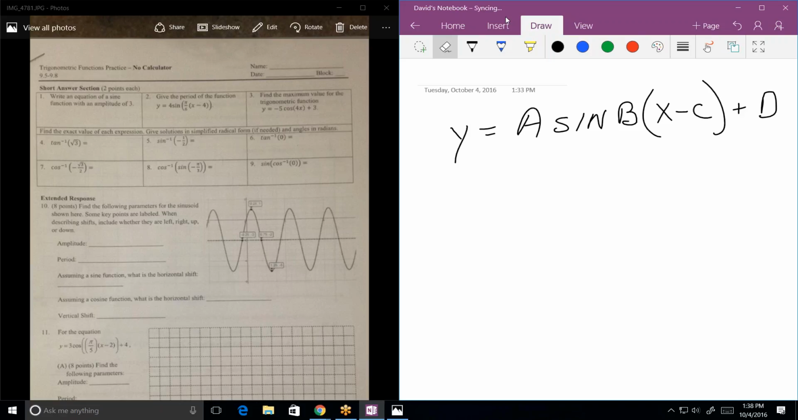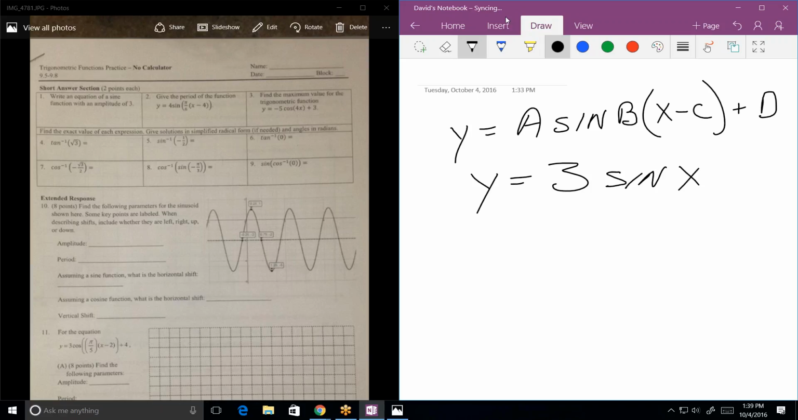And okay, like number 2 is this format. Even though they include the extra set of parentheses, it's still this format. Okay, so let's do number 1. Give me an equation of a sine function with an amplitude of 3. So that would just be y equals 3 sine x. That's the simplest one you can give.